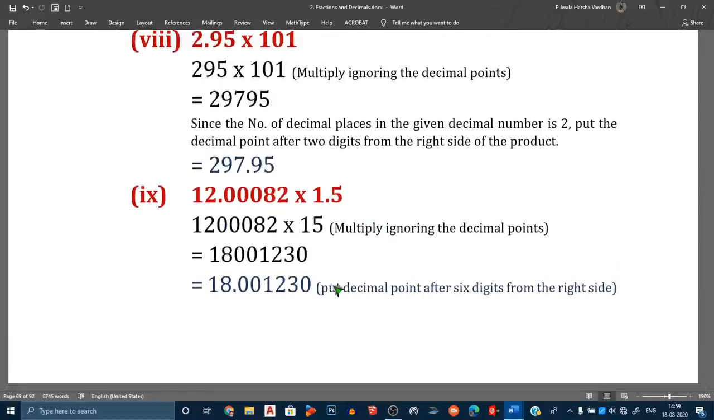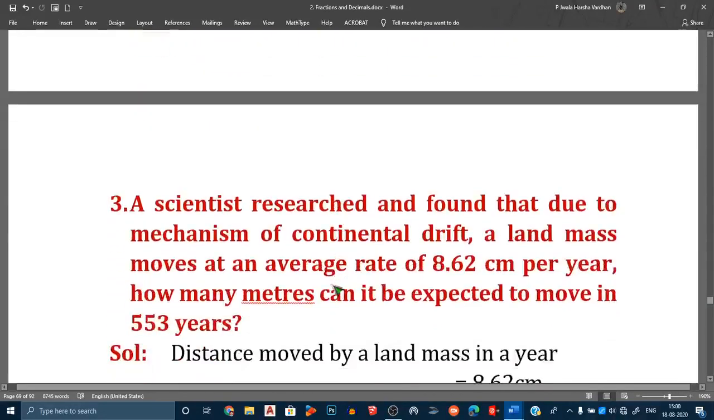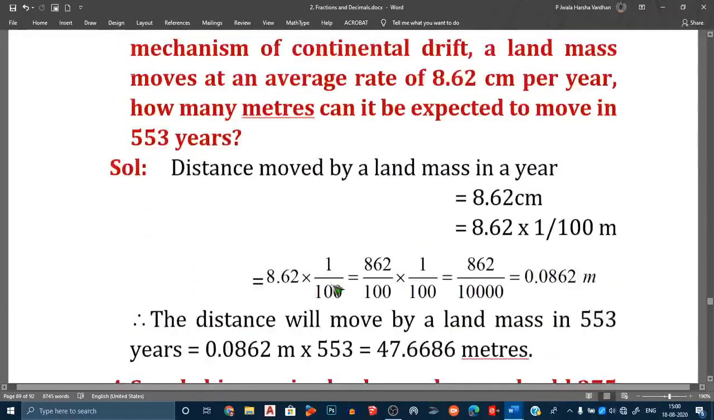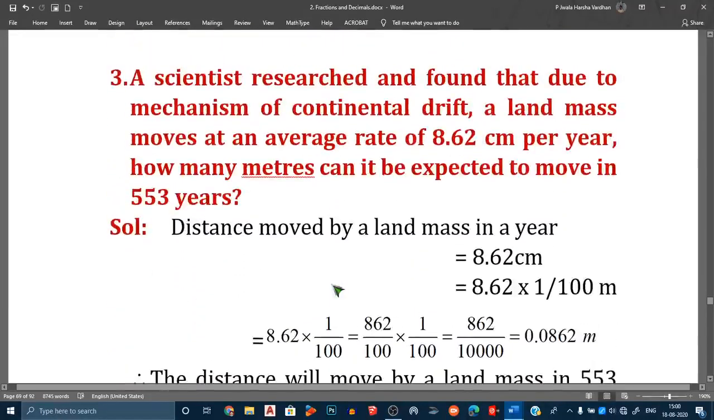Okay, so up to here you learned different types of multiplications. So many types you learned. Now here it is a word problem, which is also a simple one. The solution is very easy, but you have to understand the concept here. A scientist researched and found that due to the mechanism of continental drift, a landmass moves at an average rate of 8.62 centimeters per year. How many centimeters can it be expected to move in 553 years?